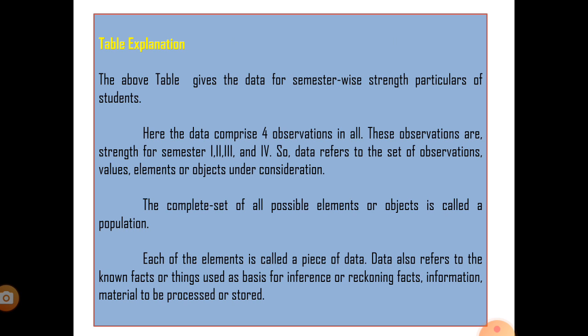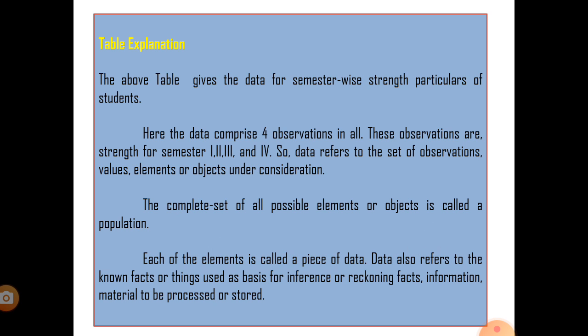Okay, table explanation. There are four observations: the first semester, second semester, third semester, and fourth semester. These are observations, or the strength per semester. So data refers to the set of observations, values, elements or objectives under consideration. The complete set of all possible elements or objects is called the population. Each element is called a piece of data.